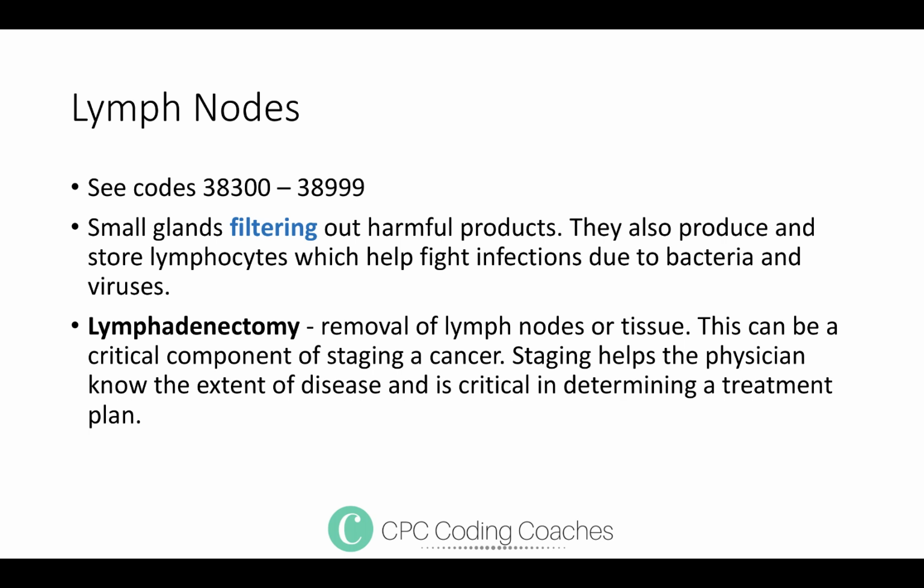Lymph nodes are coded with 38300 through 38999. Lymph nodes are small glands filtering out harmful products. They also produce and store lymphocytes, which help fight infections due to bacteria and viruses. A lymphadenectomy is the removal of lymph nodes or tissue. This can be a critical component of staging a cancer. Staging helps the physician know the extent of the disease, and it is critical in determining a treatment plan.